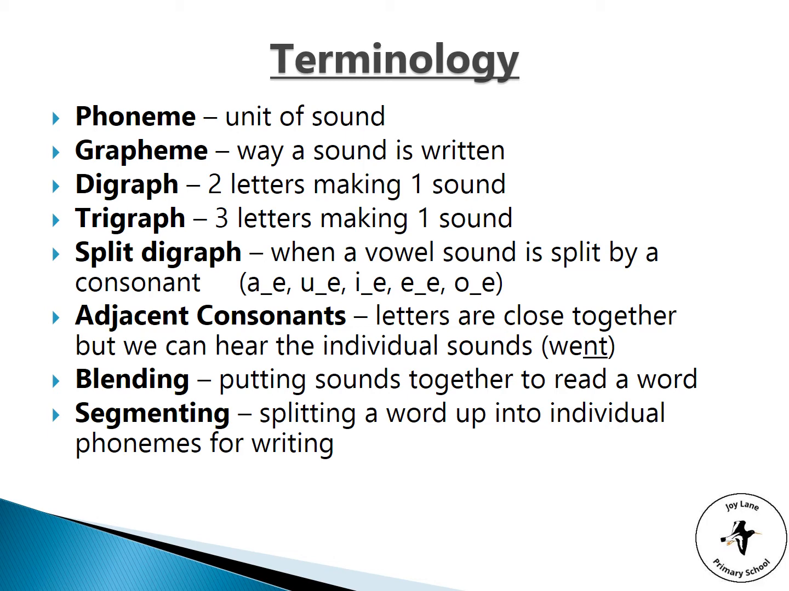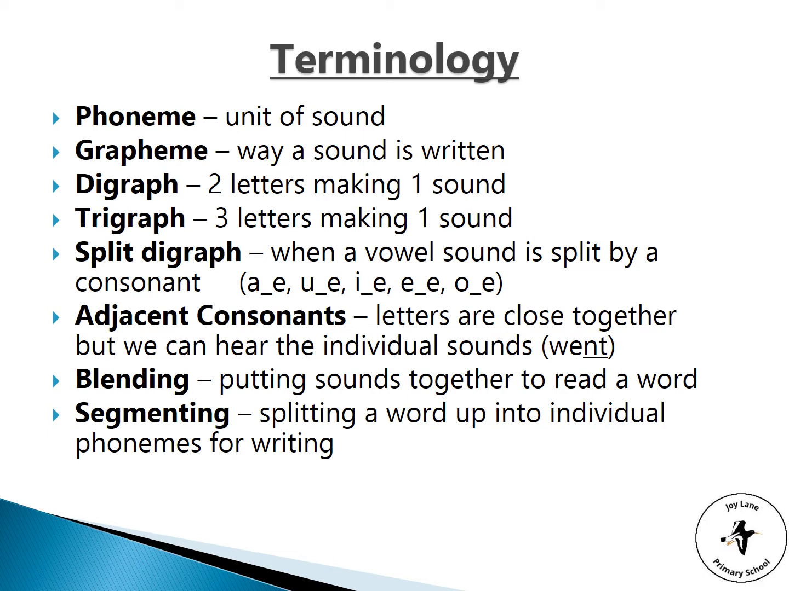So the word phoneme is our unit of sound, so the sound that that letter makes. The grapheme is the way a sound is written, so grapheme is another word for letter. Digraph is when we see two letters working together to make one sound. So this sounds like the sh sound with the s and the h working together. Trigraph is the same but using three letters.